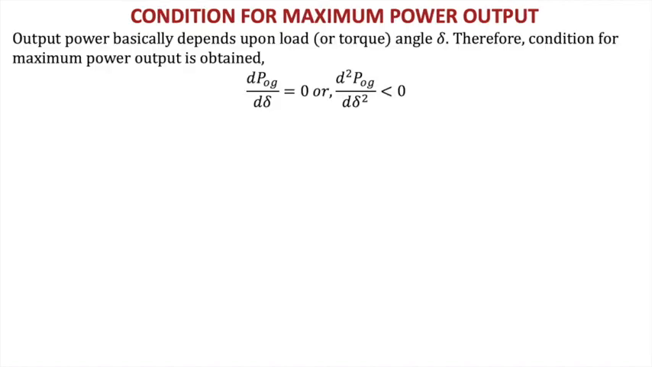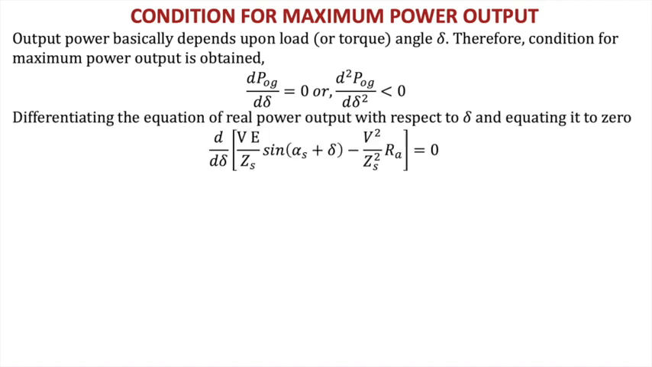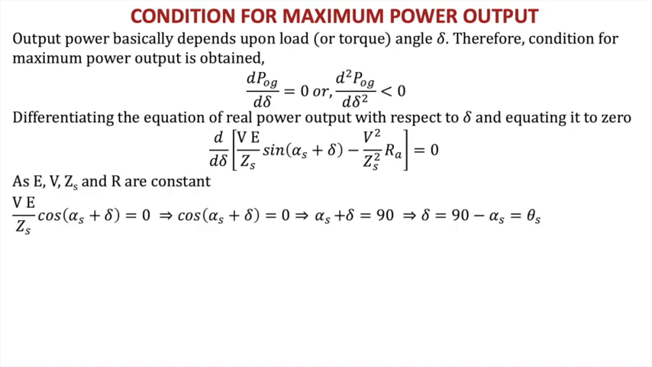So now we'll try to find out the condition for the maximum power output. Because del is the variable quantity depending on the load, we'll differentiate this equation with respect to del, and the first derivative should be equal to 0 and the second derivative should be less than 0 to find the maximum power output. When you differentiate the actual equation with respect to del, a few quantities are constant: E, the induced EMF, the voltage, the impedance and the resistance. The only variable is the angle del.